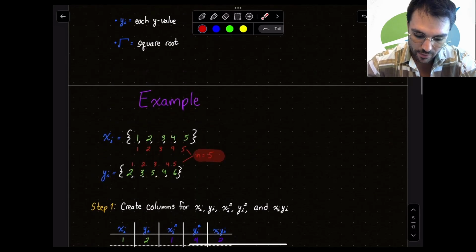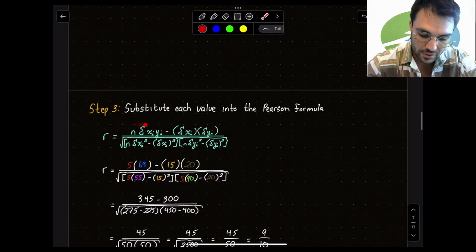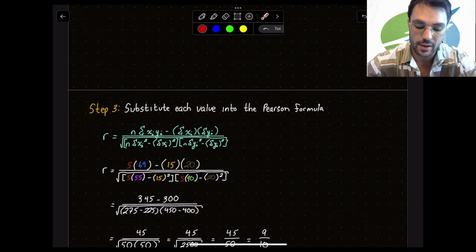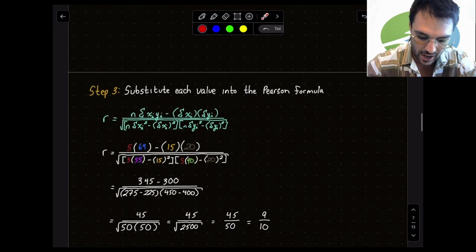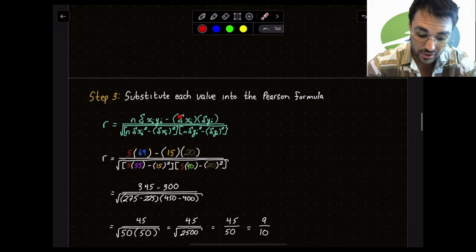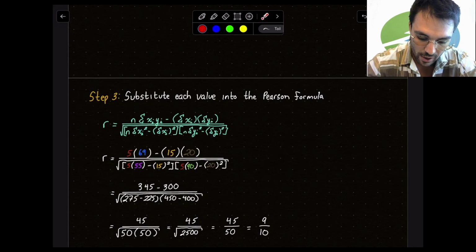I'm sure you noticed I have all of these values highlighted in different colors. I did that so that when we get to step 3, substitute each value into the Pearson equation, hopefully it makes it easier to see where the numbers came from. Okay, so n is 5 right here. Summation of x sub i y sub i, highlighted in blue, is the sum of this column, 69, and goes there, minus the product of summation x sub i and summation y sub i, the products of each sum, not the product of the summation. So the x sub i column gave us 15, the y sub i column gave us 20, that goes there.